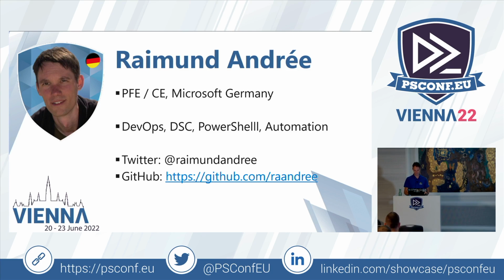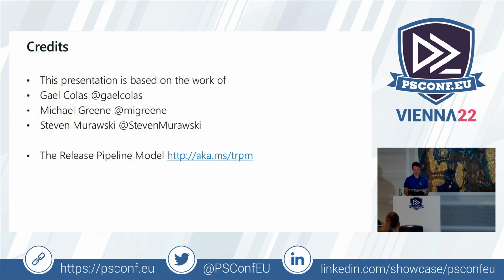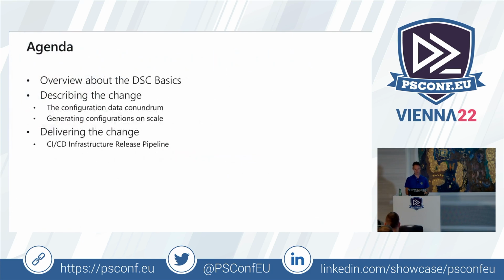And the agenda for the upcoming 30 to 45 minutes is this one here. First of all, we want to give you an overview about DSC. How does it work? Then how can a change be described? So how can we do config management in DSC in a pretty proper way? Not like it is documented in the basic principles on the Microsoft page, but with more tooling around it. And finally, how can we deliver the change? And this gets then into a CI/CD release pipeline.